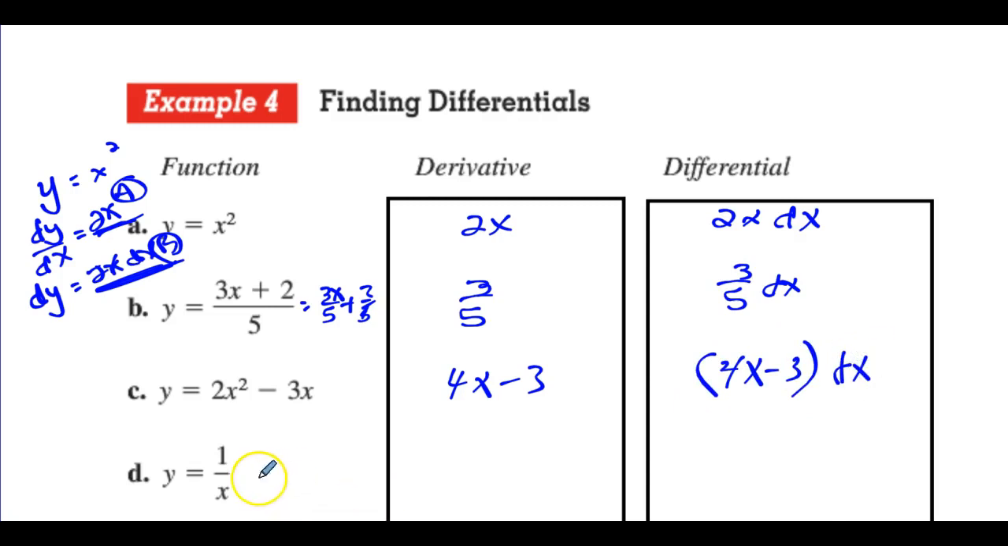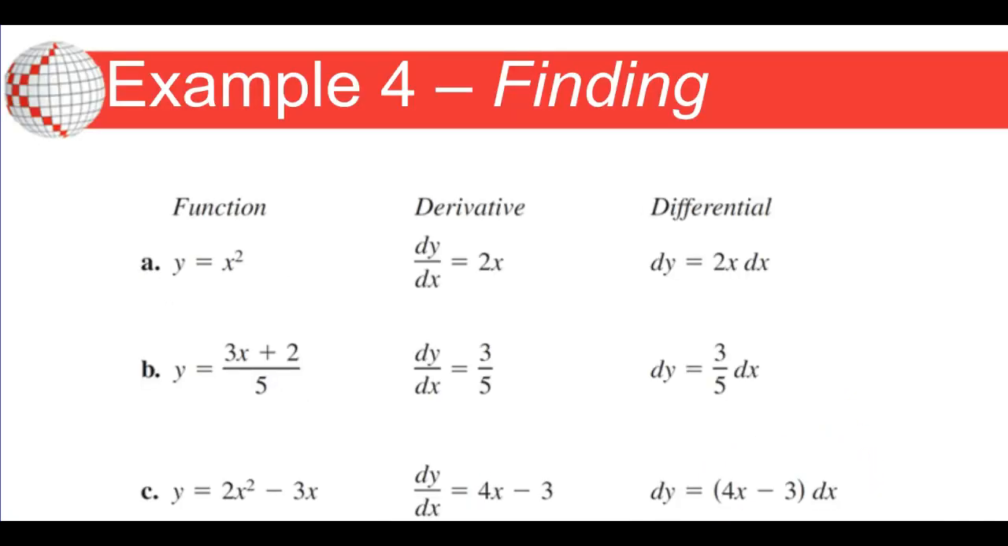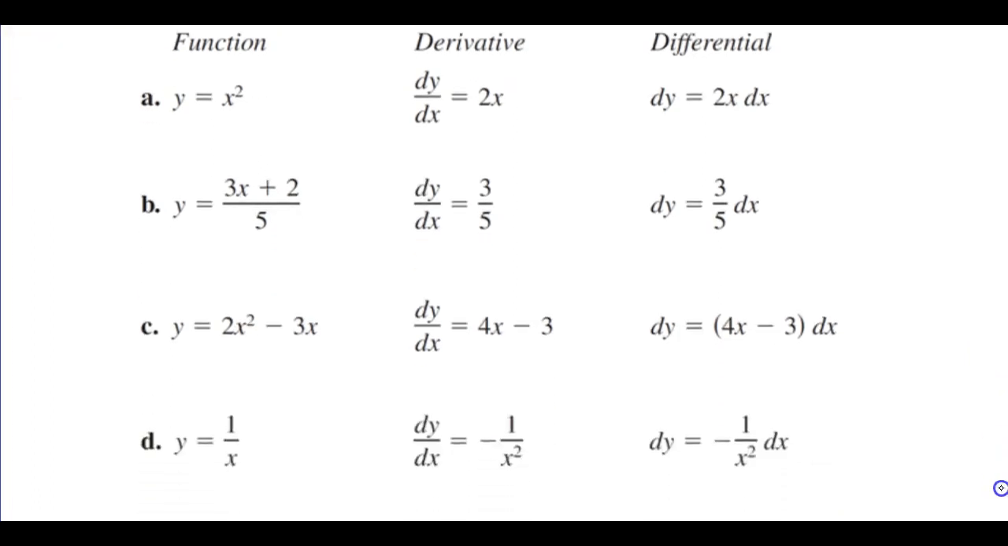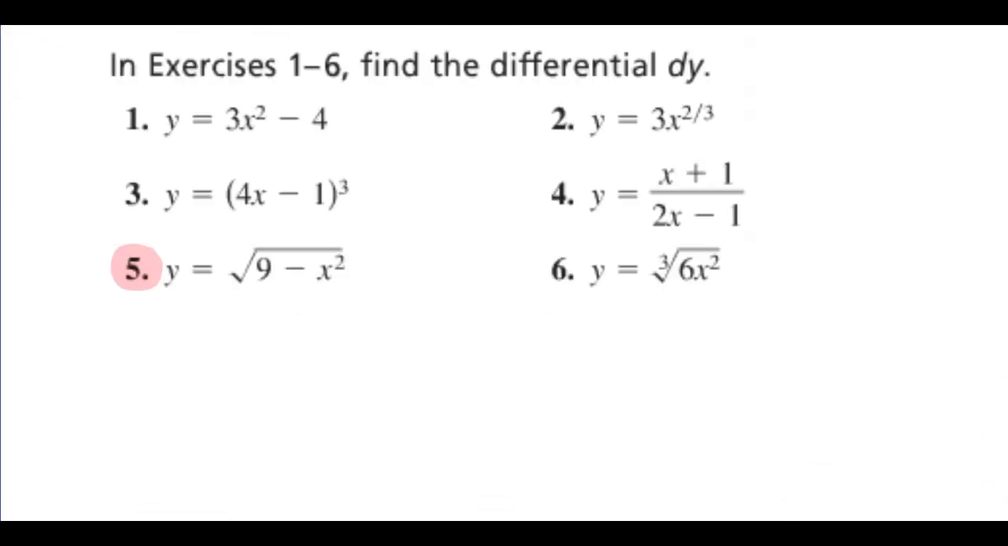The derivative here, well, if I rewrite this as x to the negative first, becomes negative 1 over x squared, but the differential is negative 1 over x squared dx. So simple concept, but I just want to make sure you understand the difference between the two. And here are, again, worked out solutions.